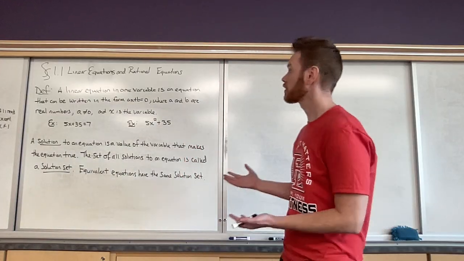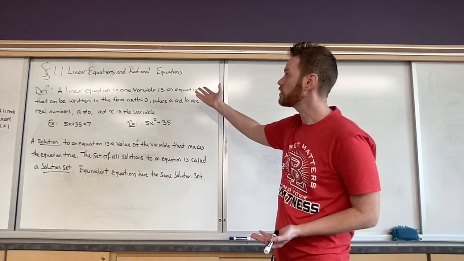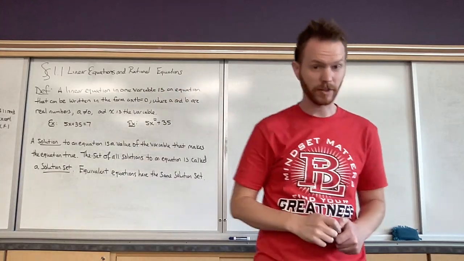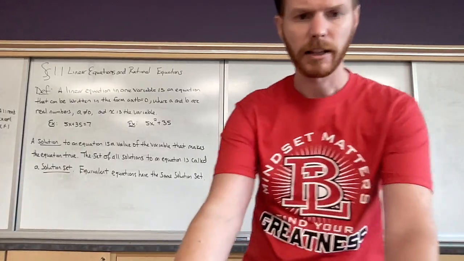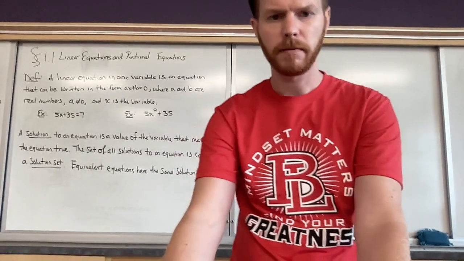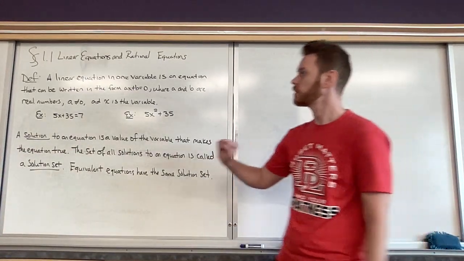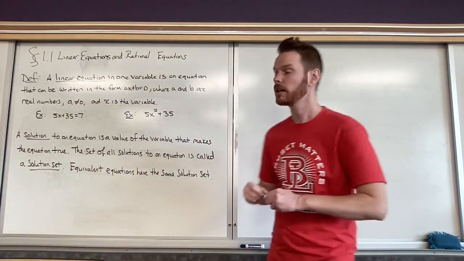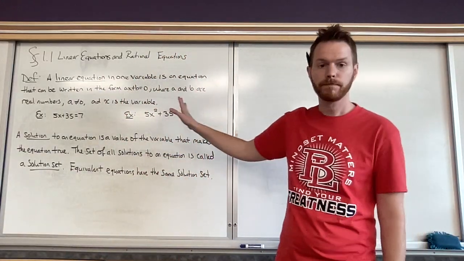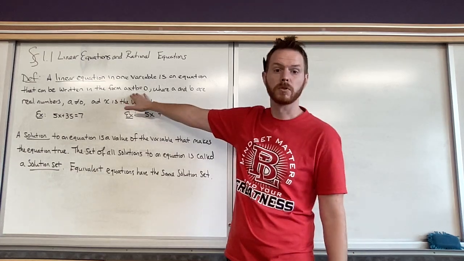And the first lesson we're going to talk about is section 1.1, linear equations and rational equations. Starting us off with a little definition. I'll move up a little bit more so you can see that. There we go. A linear equation in one variable is an equation that can be written in the form ax plus b equals 0.